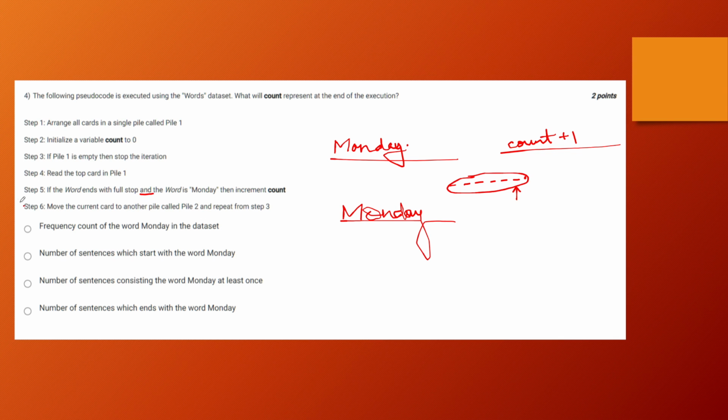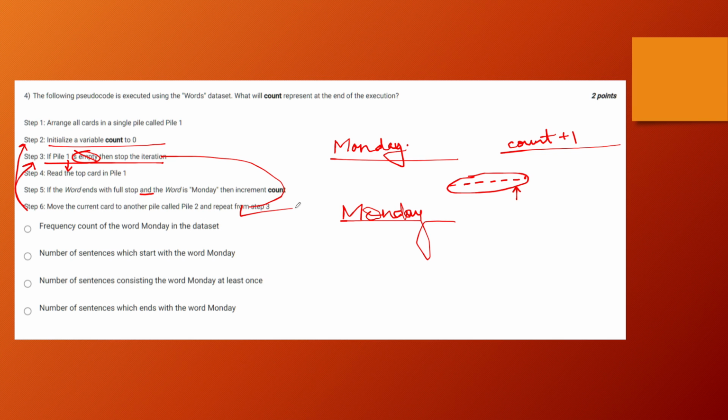Because let's say if we were to start from step 2, what's going to happen? We're just going to initialize count to 0 every time. So that wouldn't help, right? So that's why we are always going to step 3 and then reading the next card, and then we see if the pile is empty. If it is not empty, we keep going. If it is empty, well, we just come out. So that's it. We are done with the iterations.